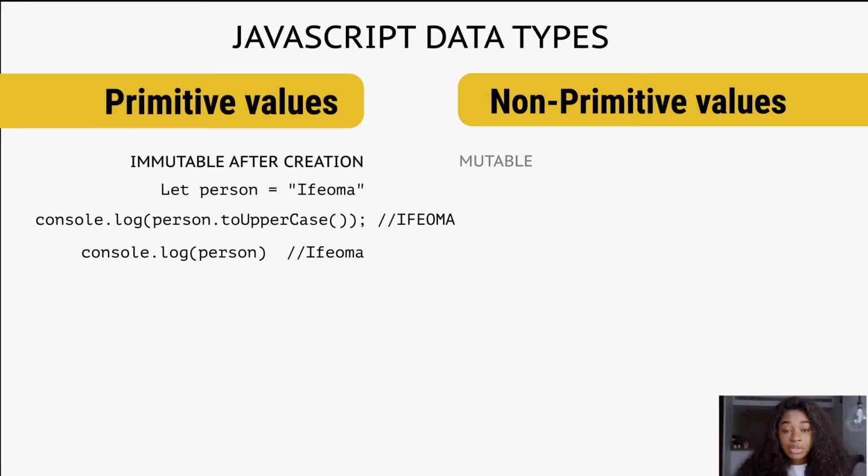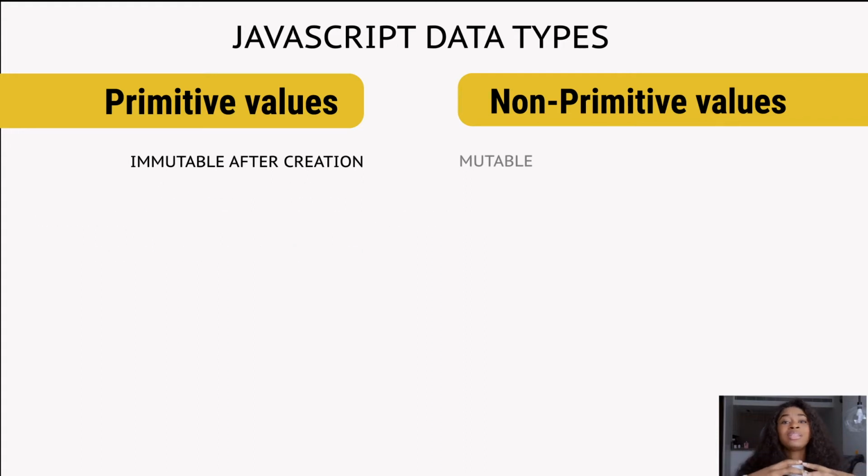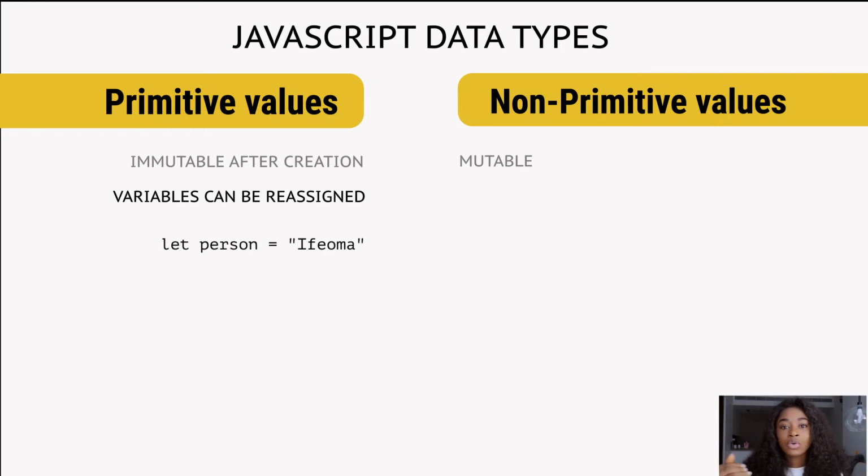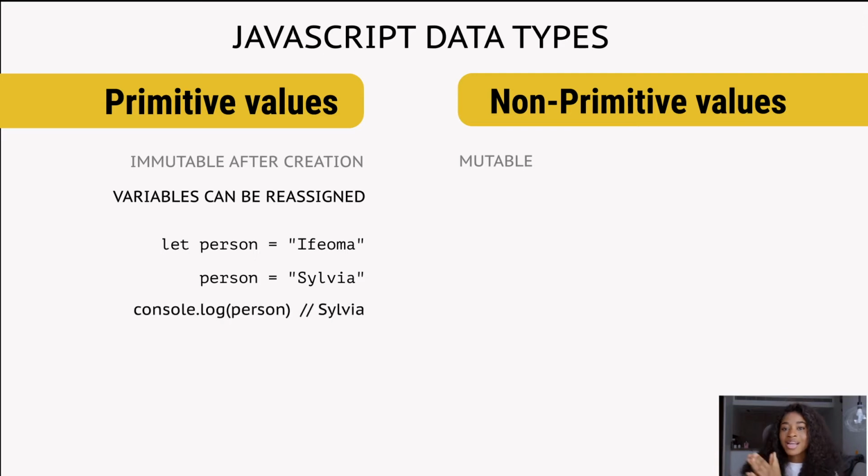On the other hand, variables assigned to a primitive can be reassigned. They can be changed so that they now point to a new value. But the original value they have cannot be changed. For example, if I say let person equal Ifeoma, and then I say person equals Sylvia, it just now points to Sylvia, but it did not touch Ifeoma. Ifeoma is still there. It's just now pointing to Sylvia.